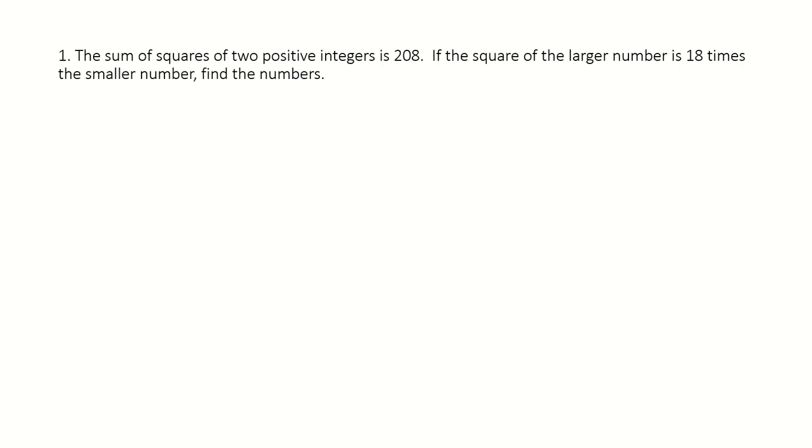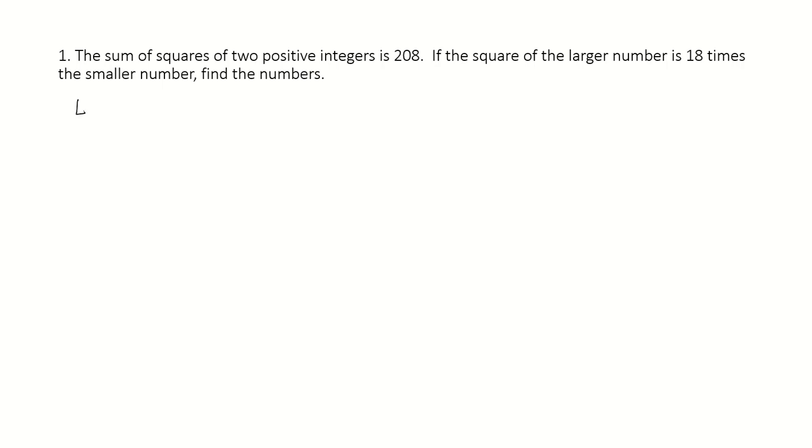Okay, so I guess you have paused the video. Now let's see how we will solve this problem. Let's see our approach. Here it's given: the sum of squares of two positive integers is 208. So there are two positive integers, and if we sum the squares of those positive integers, we get 208. And then the next part: the square of the larger number is 18 times the smaller number. Find the numbers.